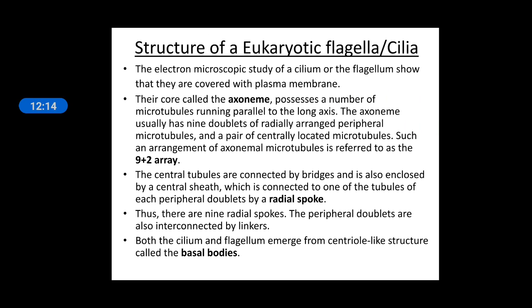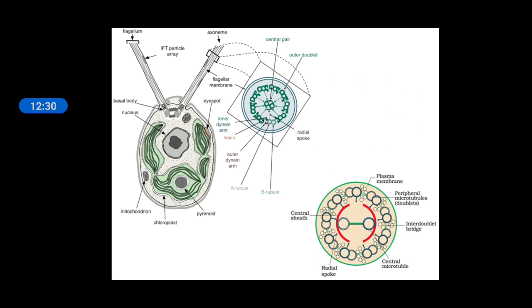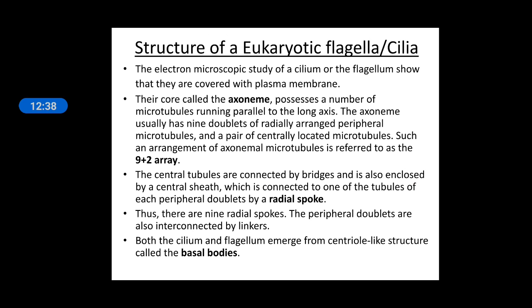This is again the third point: the central tubules are connected by bridges and are also enclosed by a sheath which is connected to one of the tubules of each peripheral doublet by a radial spoke. Okay, in this diagram you can see the radial spoke, it is connected to the central sheath. Fourth point: thus there are 9 radial spokes. The peripheral doublets are also interconnected by linkers. Okay, that is called the AB linker.